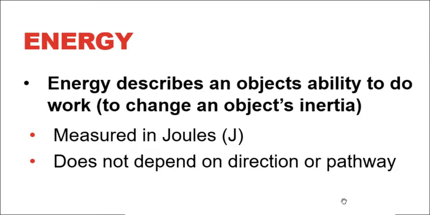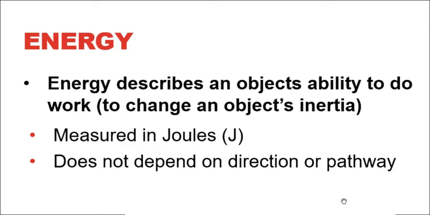Today we're going to start out with a brief review of energy, work, and power. Energy is simply described as the object's ability to do work. So it's looking at what the object has within itself in order to be able to perform some type of action. And we're going to be talking about what exactly work is here in just a bit.